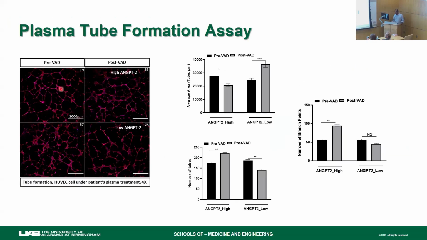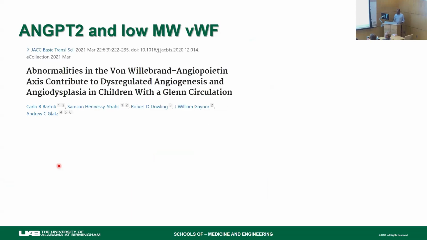So we took the plasma from these patients. We did the endothelial tube formation assay, where we looked at average open area, number of tubes, number of branch points, and we found that with the high angiopoietin-2, this is the bleeders, that tube formation increased, there was more increased angiogenesis, whereas the ones with low angiopoietin-2, the non-bleeders mostly, the tube formation actually decreased when we treated with the plasma. So this is the point where we were looking at angiopoietin-2 and von Willebrand factor.